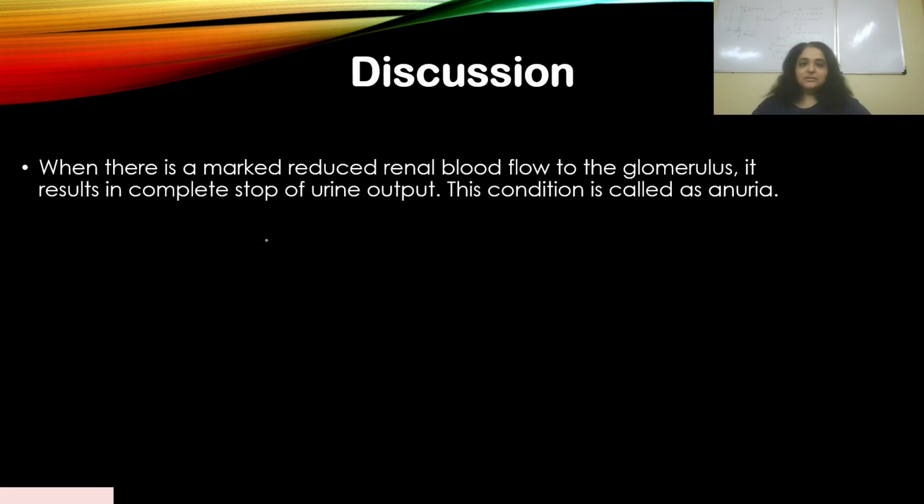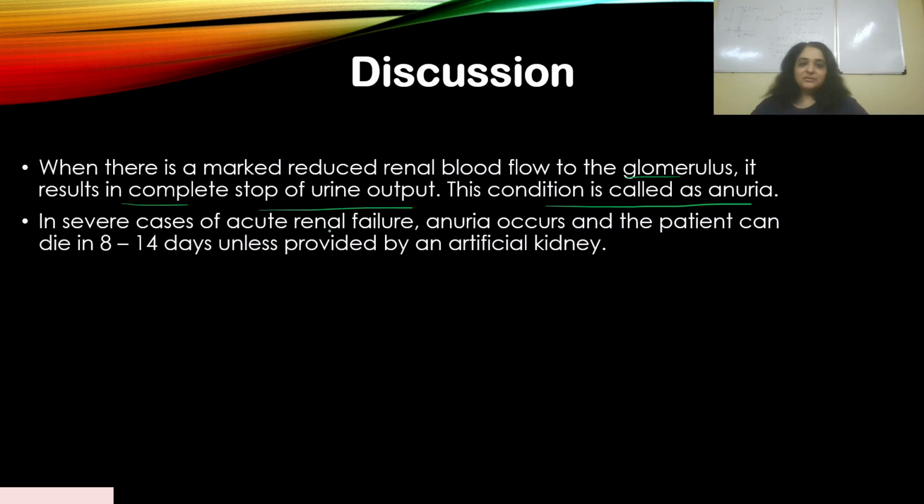When there's a marked reduced renal blood flow to the glomerulus, it results in a complete stop of urine output, and this condition is called anuria. So there is no urine formation. In severe cases of acute renal failure, anuria occurs and the patient can die in 8 to 14 days unless an artificial kidney is provided.